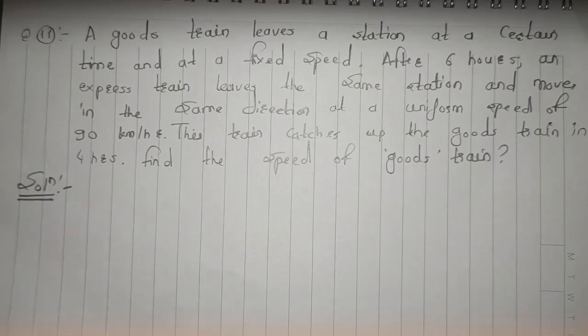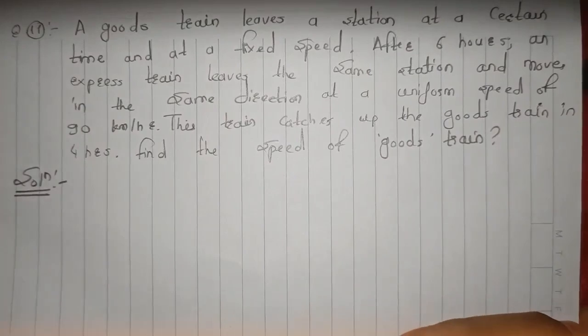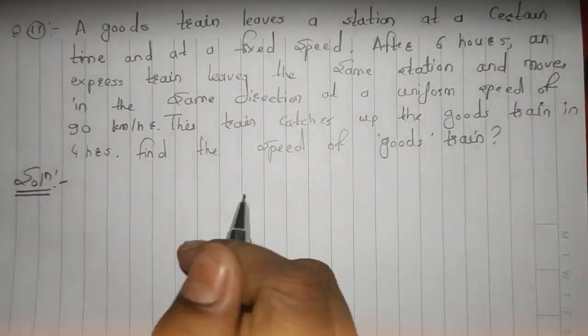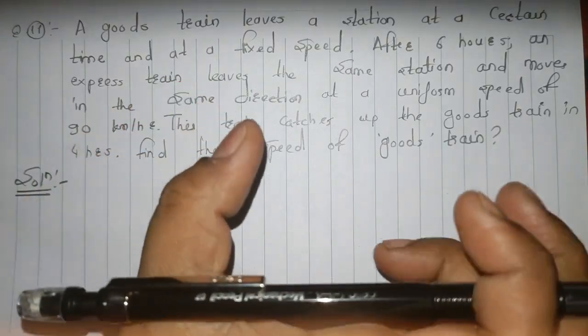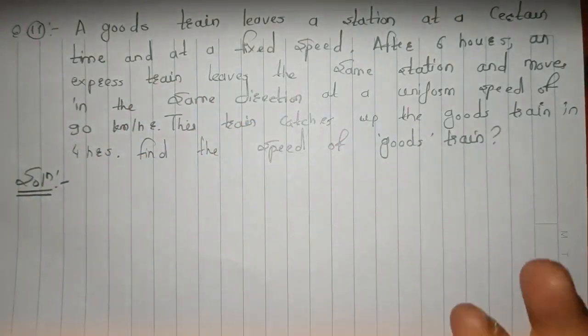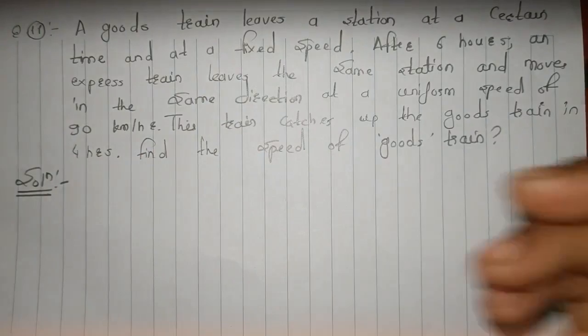This is our 11th question. Here our trains are moving in the same direction. In the previous question they were moving in the opposite direction, therefore we have taken the difference of the distance in between them, right? But in this case they are moving in the same direction, right?